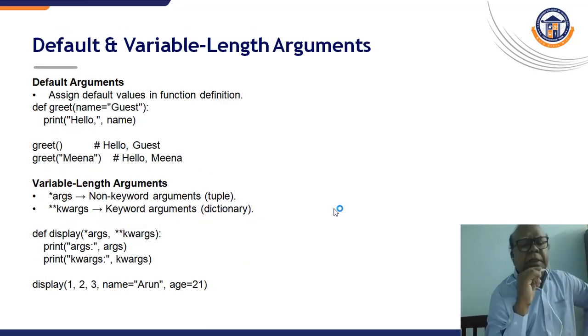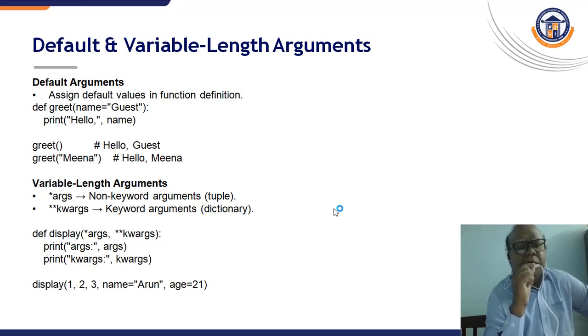Then, a default argument assigns a default value in the function. You can see the example def greet(name="Guest"), and you are printing hello name, so hello Guest will be printed, and you are not returning anything here also. Similarly, you are printing inside the function itself. This function is called in the main program using the name greet, and the first time you are not passing any values, so it will take the default value Guest, and hello Guest will be printed. The second time you are passing Meena, so it will automatically override the default value, and hello Meena will be printed.